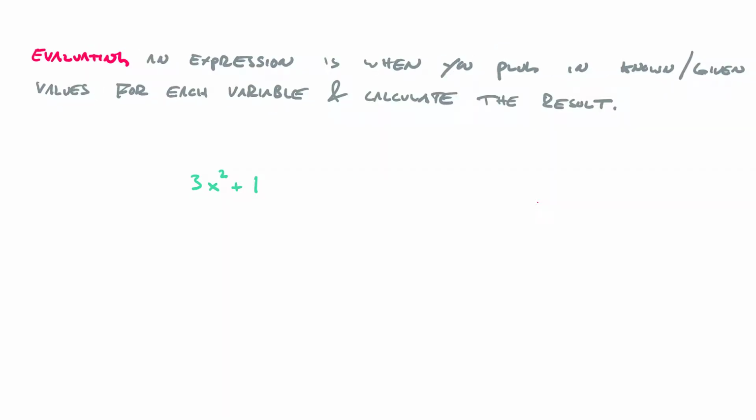Evaluating an expression, just like I said, is when you plug in a known or given value for each variable, and then you calculate whatever the result is. So let's work with one of the expressions we were looking at before, which is 3x squared plus 1. Let's say that we want to evaluate, and that's the verb you would use when you do some kind of calculation by plugging in a specific value for a variable. Evaluate 3x squared plus 1 when x is equal to 2. And then let's also evaluate 3x squared plus 1 when x is equal to negative 5.